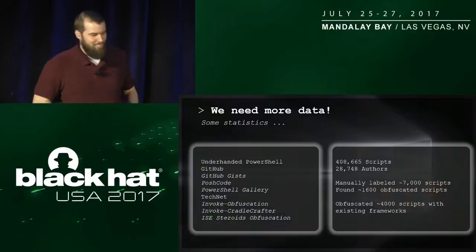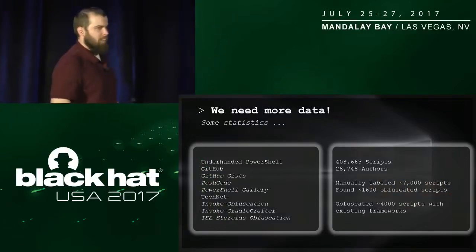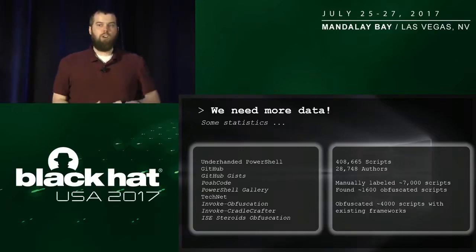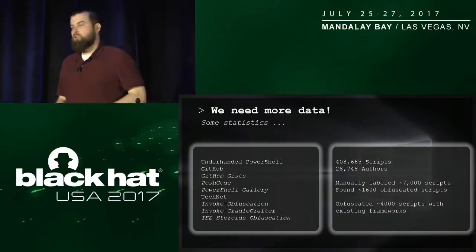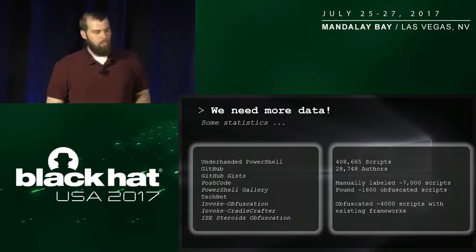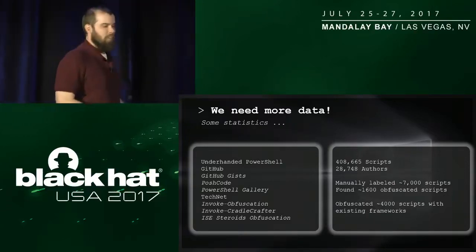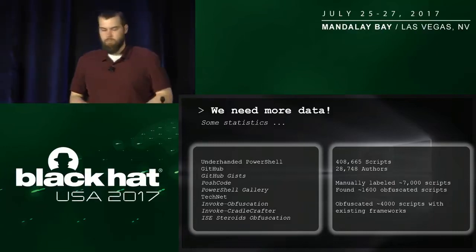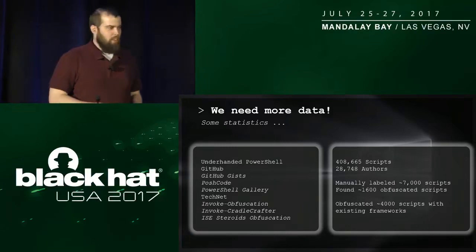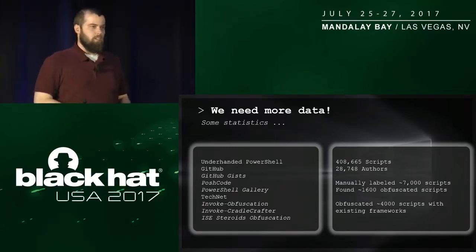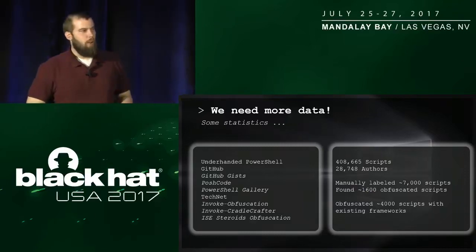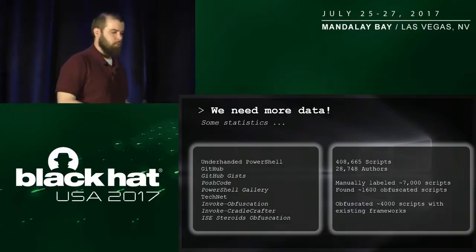So, going back to the serious stuff. Again, we needed more data. The PowerShell corpus that we assembled, and that we are releasing as part of this research, came to 408,000 PowerShell scripts, contributed by at least 28,000 authors. We identified about 1,600 obfuscated scripts in that data set. Then we produced around 4,000 obfuscated scripts by randomly taking these PowerShell scripts and running them through Invoke-Obfuscation, Invoke-CradleCrafter, and then PowerShell ISE Steroids obfuscation.